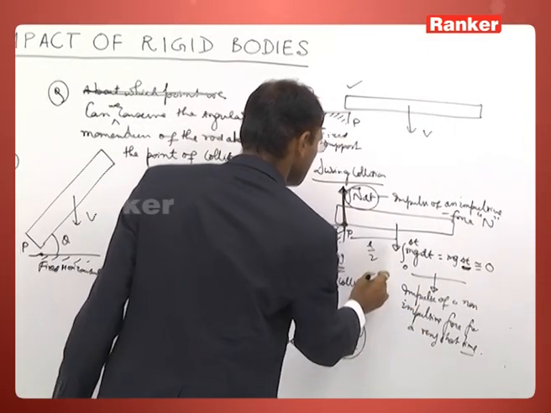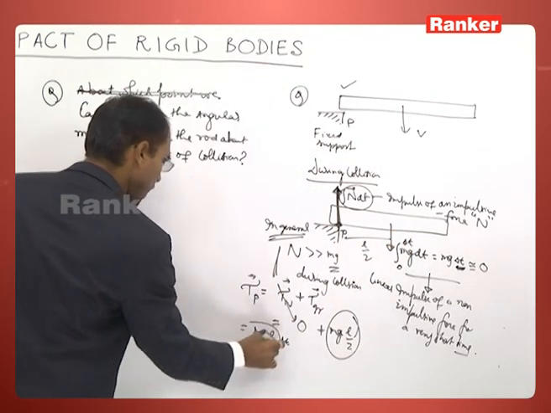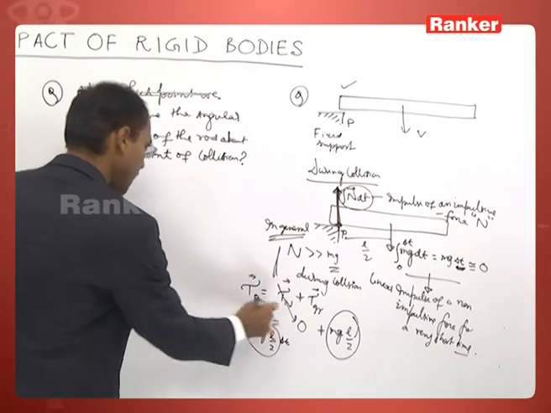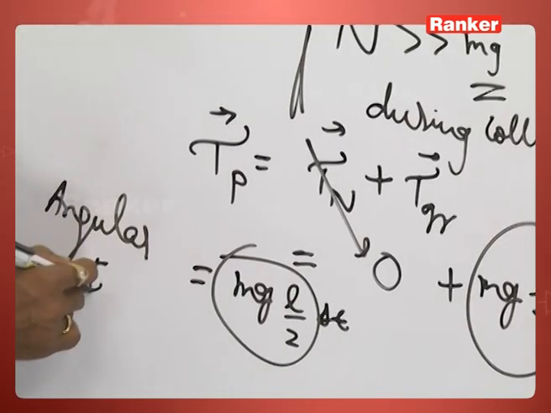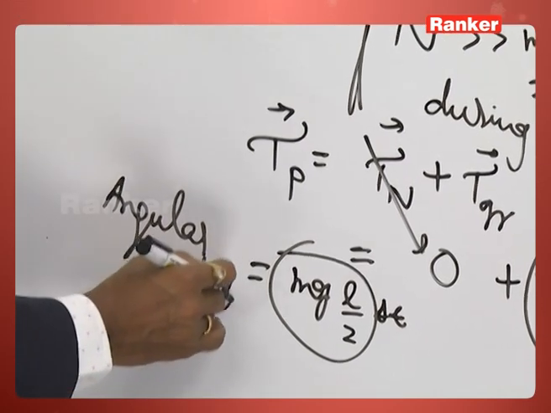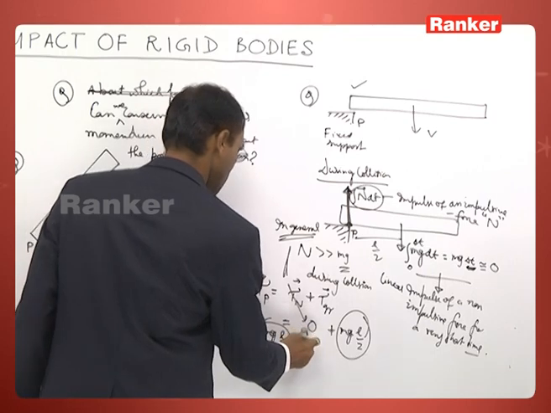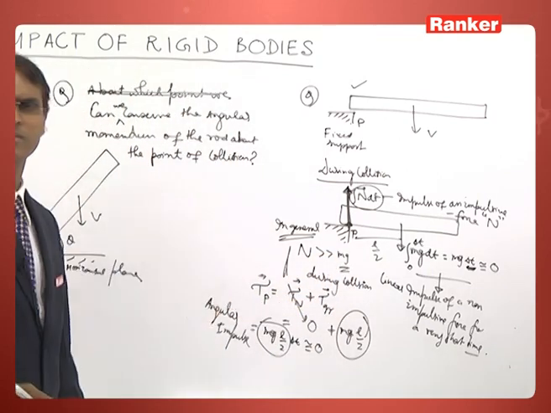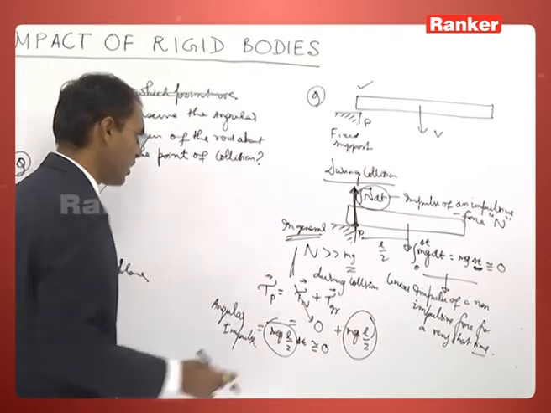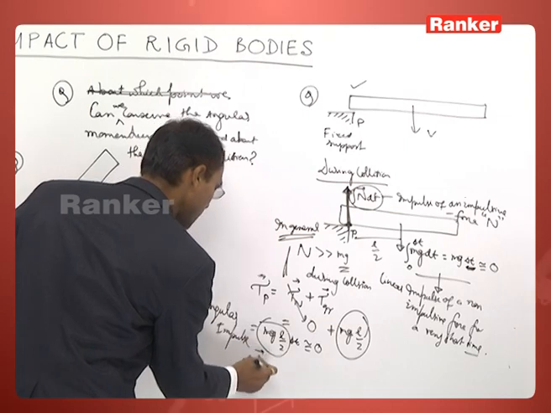Which impulse? Linear impulse. And this is torque into the time interval. Torque into time, this is the angular impulse. And this is extremely small, and hence we can ignore it. Since the angular impulse is zero about this point, we can conserve the angular momentum about this point.